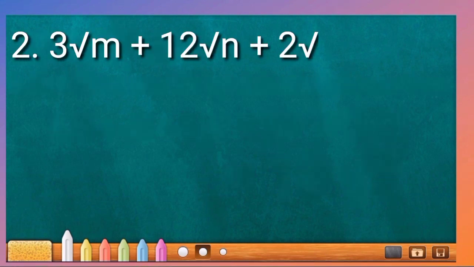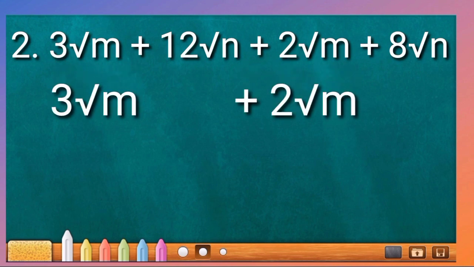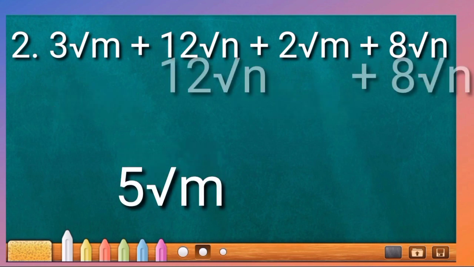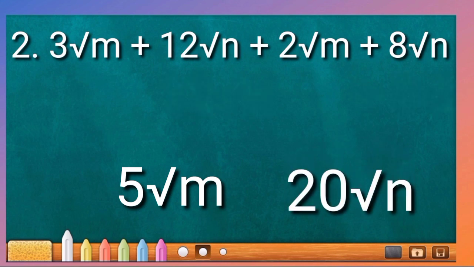Another example, 3 square root of m plus 12 square root of n plus 2 square root of m plus 8 square root of n. So combine like terms, 3 square root of m plus 2 square root of m is equal to 5 square root of m. And then 12 square root of n plus 8 square root of n is 20 square root of n. So since addition or positive, we use plus.